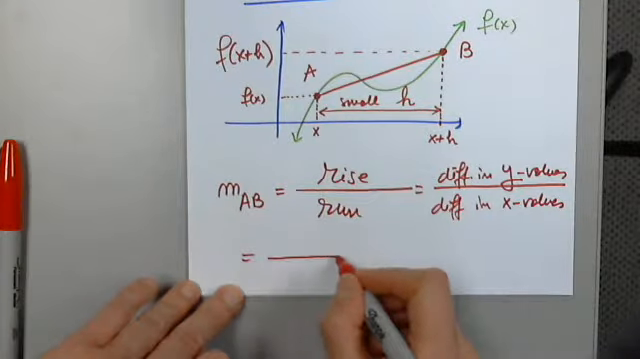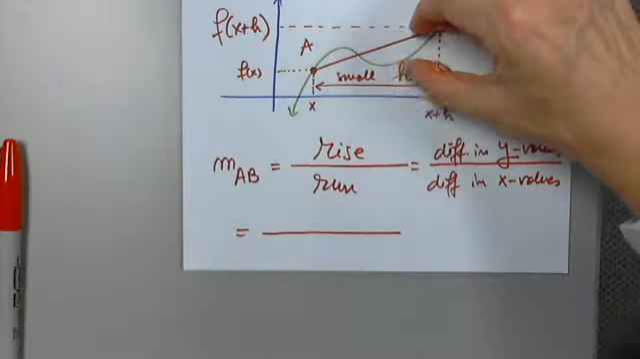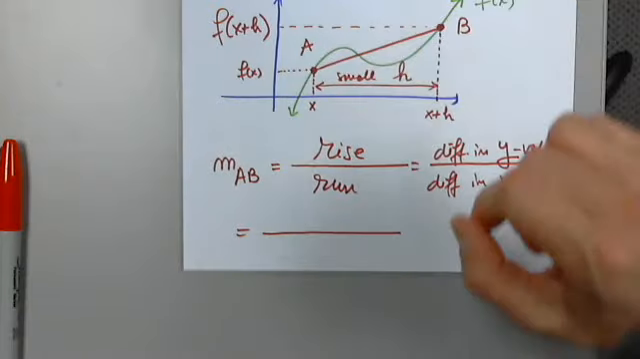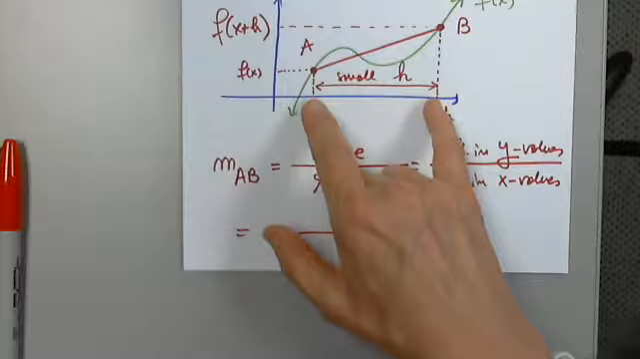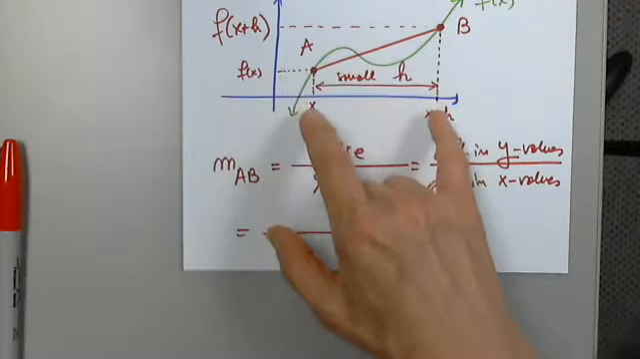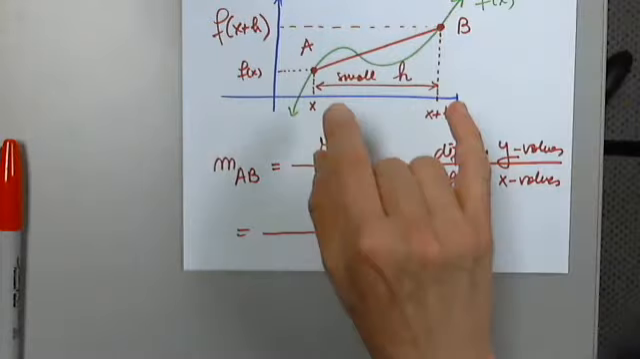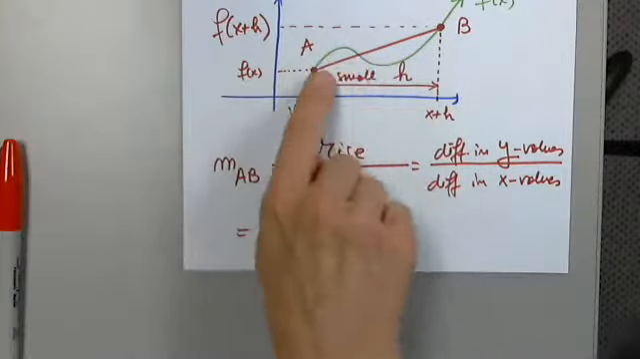So can anyone give us the difference in y values? Meaning how high we went on the vertical scale from A to B, and then what is the horizontal distance that we covered if we went from A to B. We covered the vertical distance and we covered the horizontal distance. What is the vertical distance that we covered if we go up from A to B?